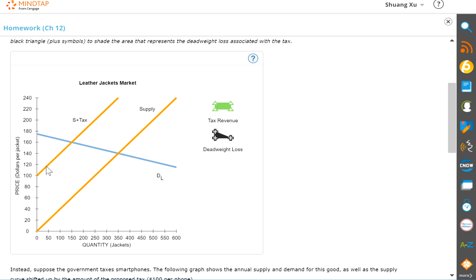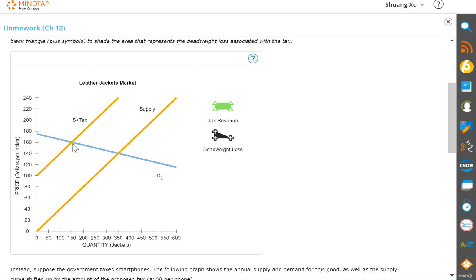And then from this supply curve, you will see what our new quantity is. The new quantity comes from this equilibrium here, where S plus tax intersects our demand curve. So this intersection here is our new equilibrium.